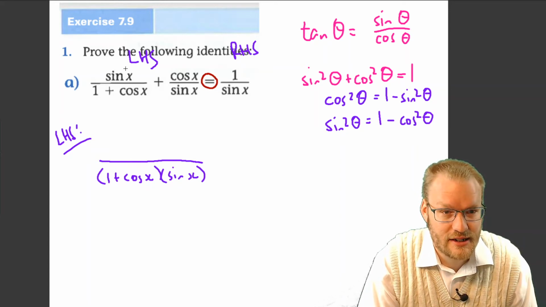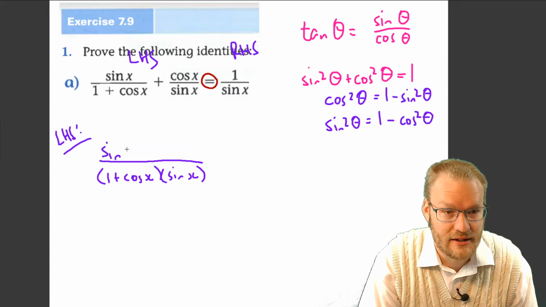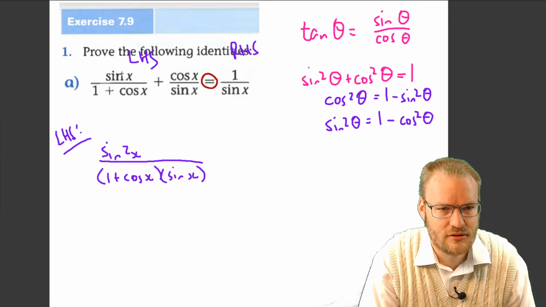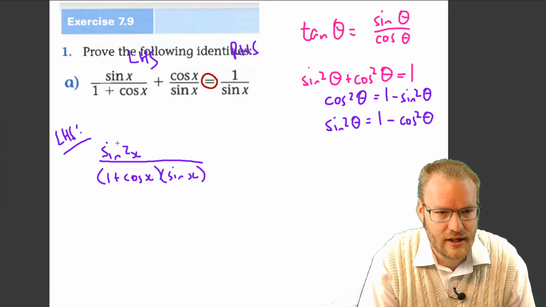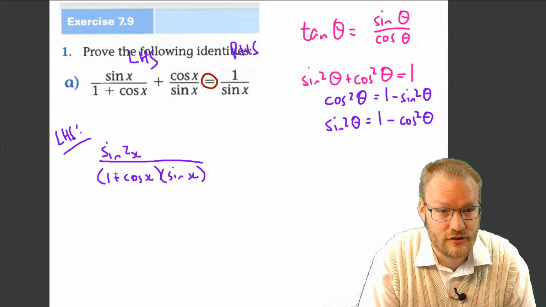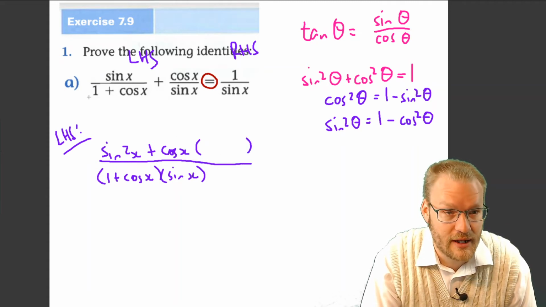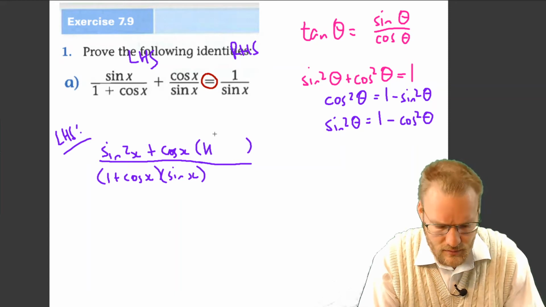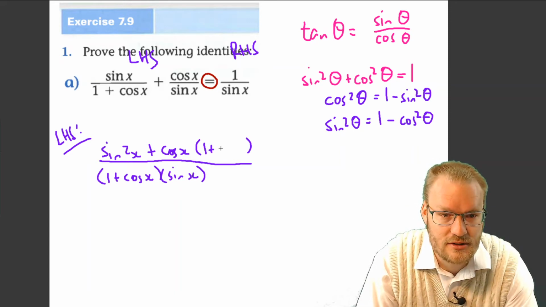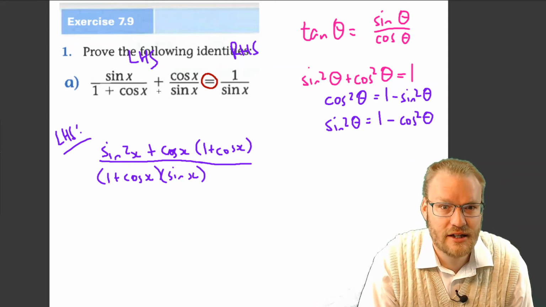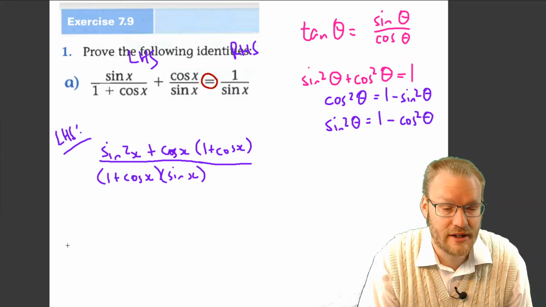1 plus cos x is here, so we need to multiply this by sine x, so therefore we get sine squared x. Right? We've just written this first fraction as a fraction over this common denominator. Plus cos x, so we've still got that cos x. What do we still need to multiply it by? Well, we still need to multiply it by 1 plus cos x. Okay, right, so all we've done is we've taken the left-hand side and written it over a common denominator.